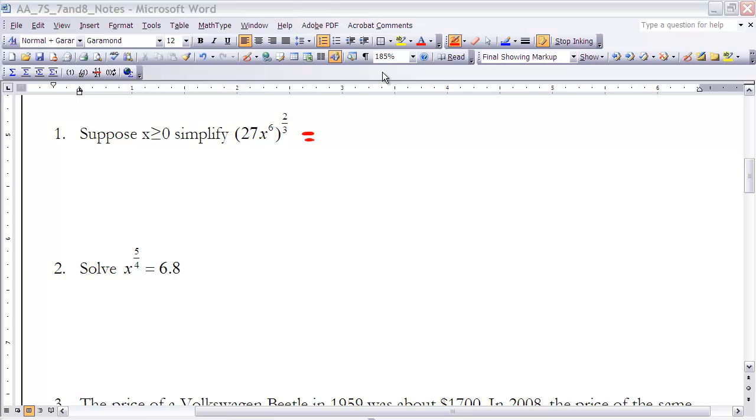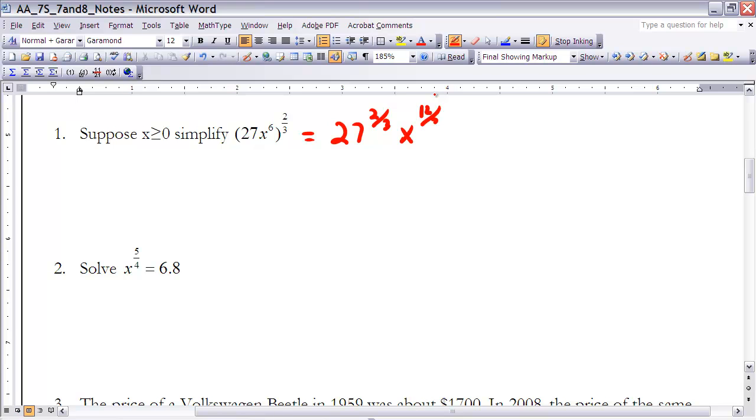So let's take a look at this first example here. It says that x is greater than or equal to 0, and we want to simplify this. If x is greater than or equal to 0, we know that we can use rational exponents. So I'm going to start by taking this rational exponent of 2/3 and distributing it to everything inside the parentheses. So I have 27 raised to the 2/3 power, and I have x raised to the 6th times 2/3, which would be 12/3. Now x to the 12/3, I know that's going to be x to the 4th if I simplify that rational number, 12 over 3, which is just 4.